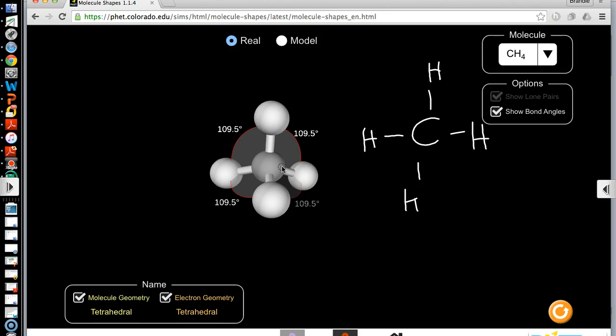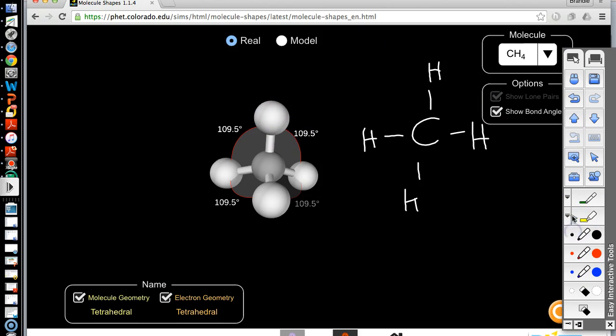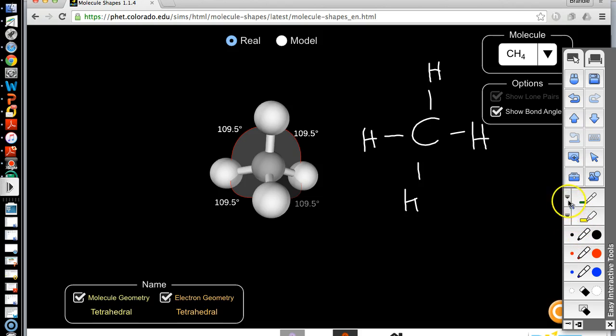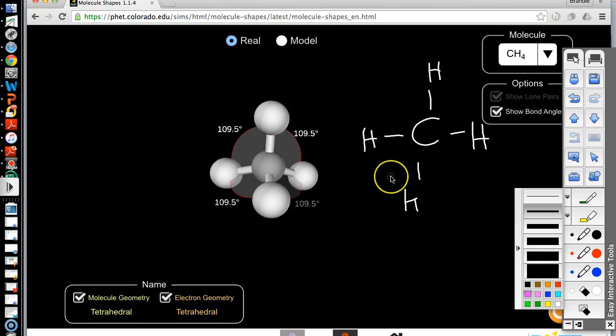The name of this is tetrahedral. See if I can kind of draw this in. I don't know if I can. I'll try my best. Y'all know I'm so good at drawing, right? Mm-hmm. Yeah. It's like, ha ha ha ha. Miss Freeman is so funny.